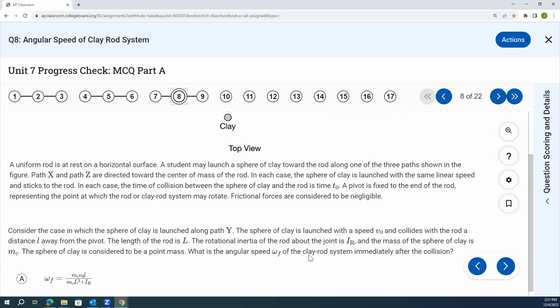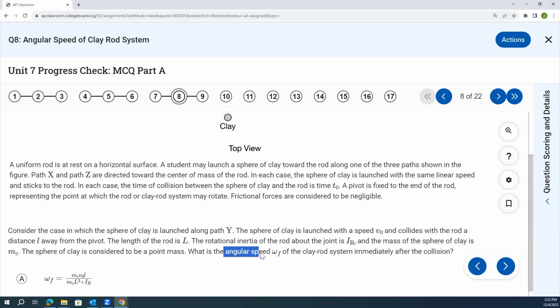What is the angular speed of the clay-rod system after the collision? So angular speed, omega, of the clay-rod system. Where do they say it sticks? Oh, right, the clay is going to stick. That's why they picked clay to start with, but I just want to confirm that.